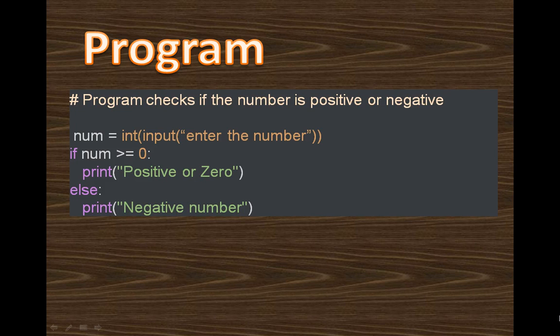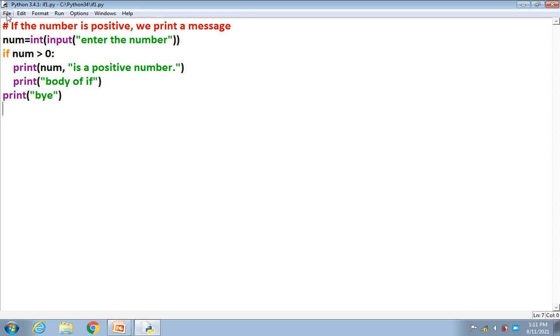So how we'll implement this in the program is, we'll first input a number and then check if the number is greater than or equal to 0. What should it print? It will print positive or 0. Else, what will it do? It will print negative number. So let's do this part in the Python IDE.